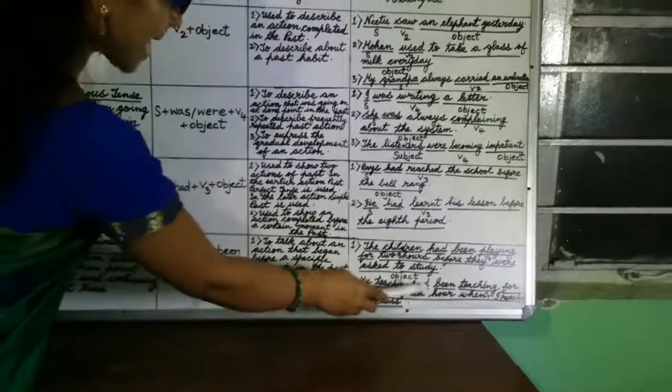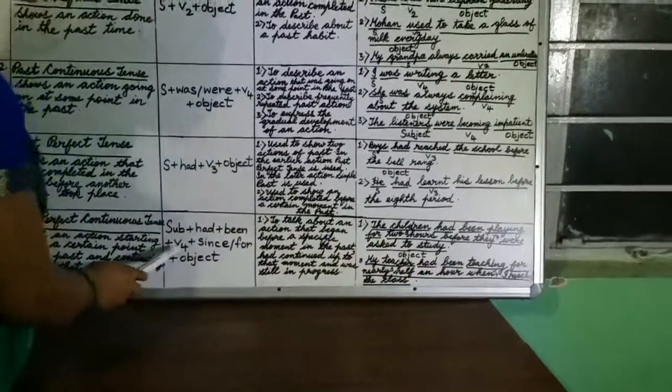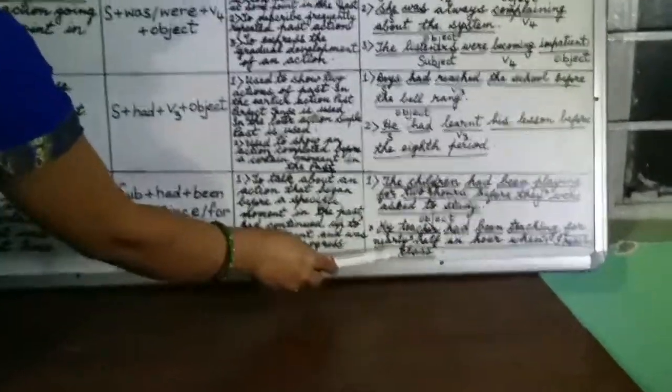So refer to the example. My teacher is the subject. Had is used in past. Been is used for continuation. Teaching is the fourth form of verb, which is used only and only in continuous tense. And the rest part of the sentence is the object. So this was all about the past tense.